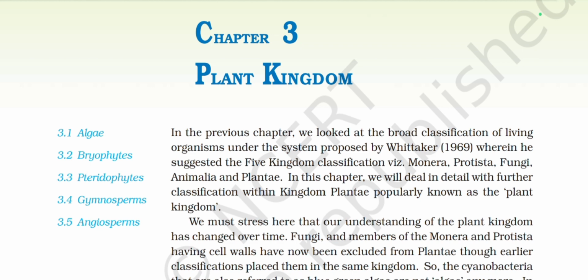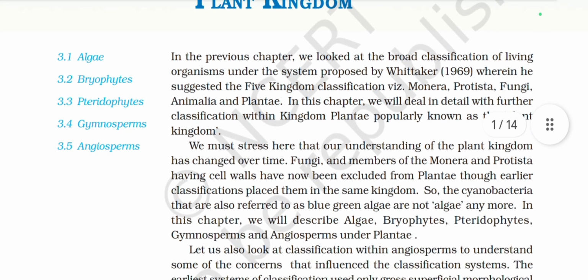We must stress here that our understanding of the plant kingdom has changed over time. Fungi and the members of Monera and Protista having cell walls have now been excluded from Plantae, though earlier classifications placed them in the same kingdom. So, the cyanobacteria that are also referred to as blue-green algae are not algae anymore. In this chapter, we will describe algae, bryophytes, pteridophytes, gymnosperms, and angiosperms under Plantae.